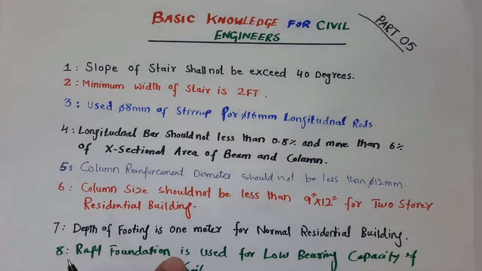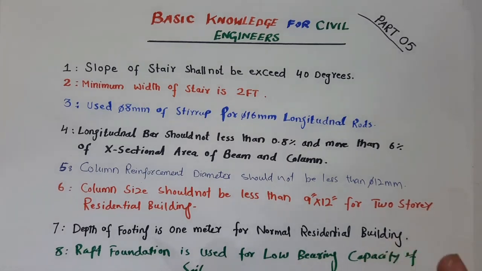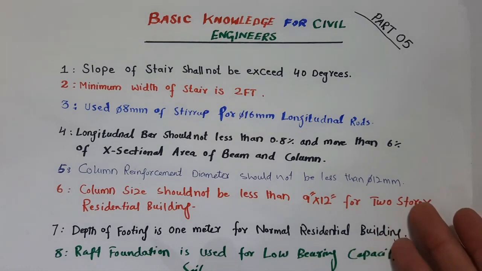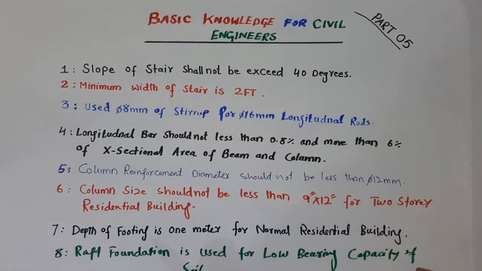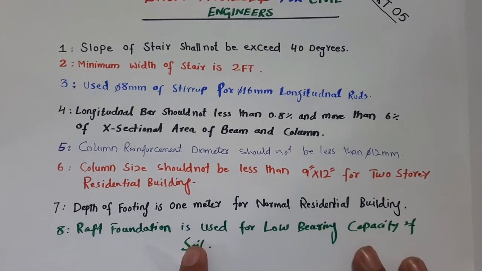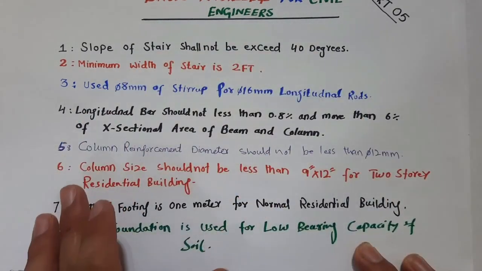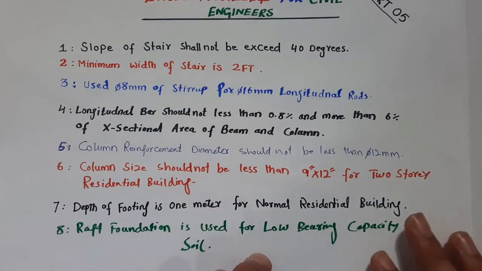Raft foundation is used for low bearing capacity of soil. If the bearing capacity of soil is low, then whether it is a normal residential building, a commercial building, or any type of structure, you can provide the raft foundation. We have different types of soil, and sometimes some soil is not able to support the structural load of the building, so in that case we will use the raft foundation. We will excavate the entire area on which we are making the construction.